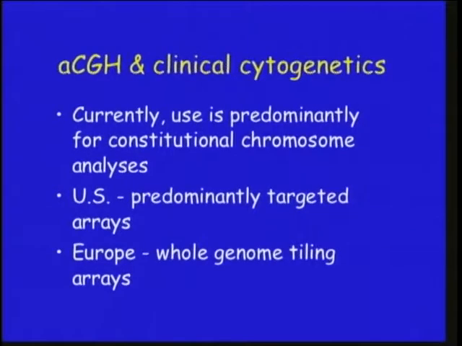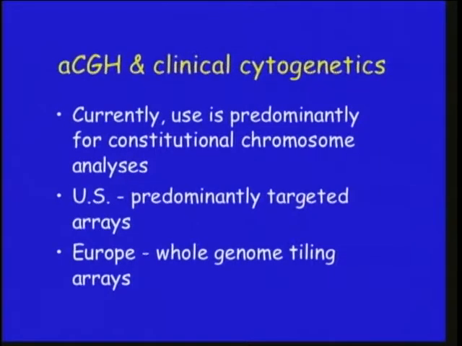So right now, array CGH is primarily used to look for constitutional chromosome abnormalities. And a big reason for that is that we can't pick up balanced rearrangements right now in the arrays. And in the clinical lab, other than the constitutional disorders, a big part of our volume are bone marrows. And in those, we're often looking for balanced rearrangements. So currently, it's just not a very useful technique for studying those.